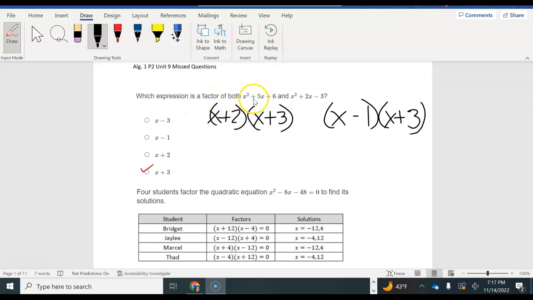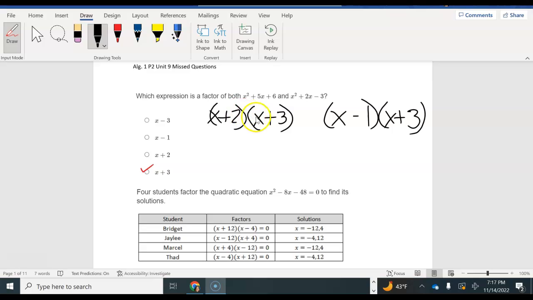All right, so x squared plus 5x plus 6. x times x multiplies to give you x squared. What multiplies to give you 6? Either 6 and 1 or 2 and 3. Which adds up to give you 5 is 2 and 3. So 2 and 3 are my numbers. Plus and plus give me plus in both spots here.